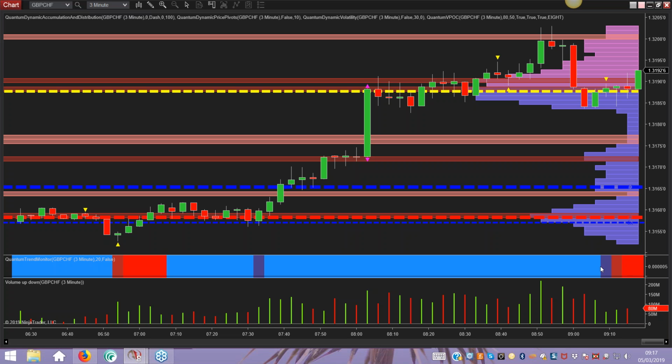Now the trend monitor is kicking in. We've gone from bright blue into the darker blue, through to the darker red, and now we're into bright red. And we're trading around the volume point of control. Volume's building. And again, there are lots of reasons why this market is pausing, the fact that we've got news ahead. So we expect the market to pause.